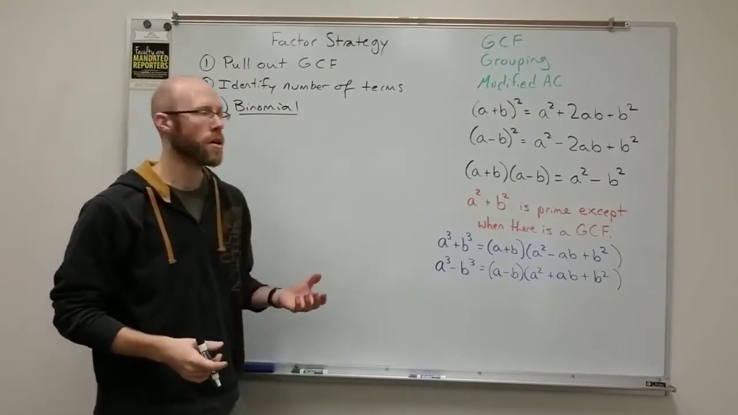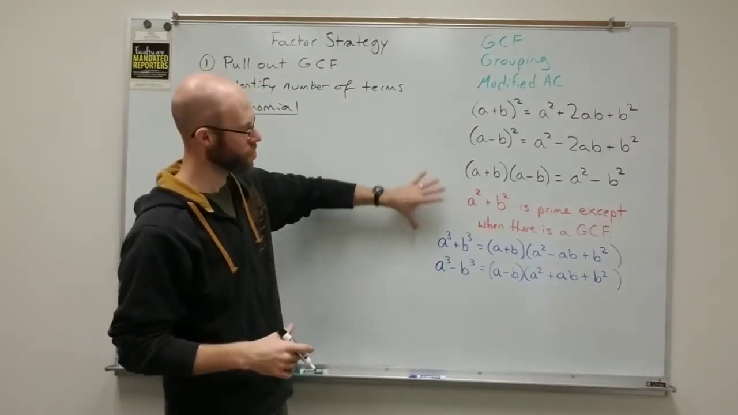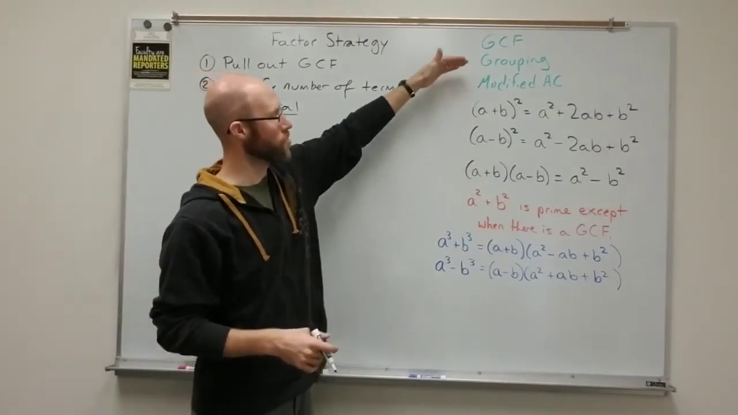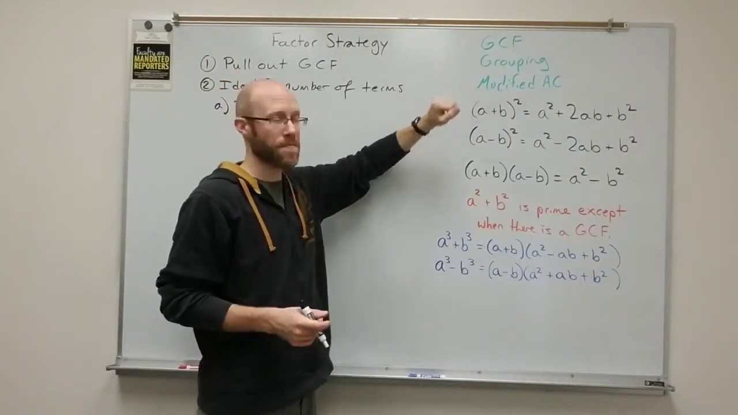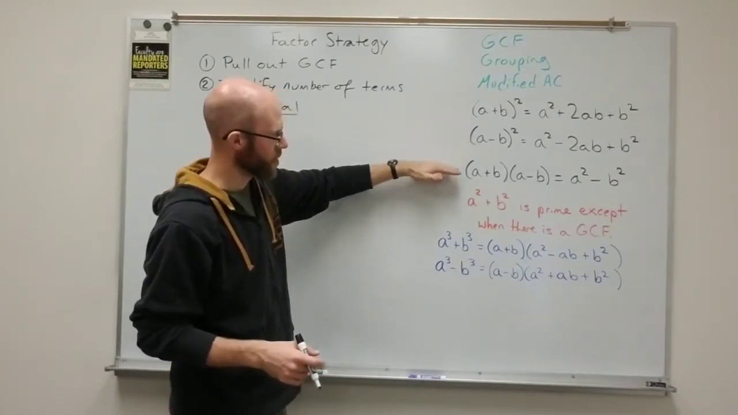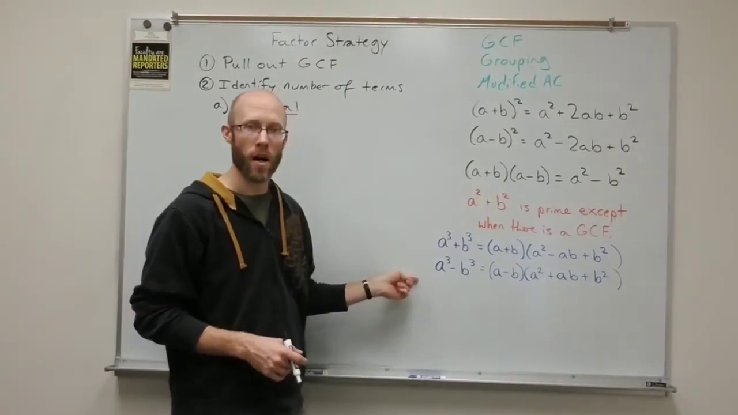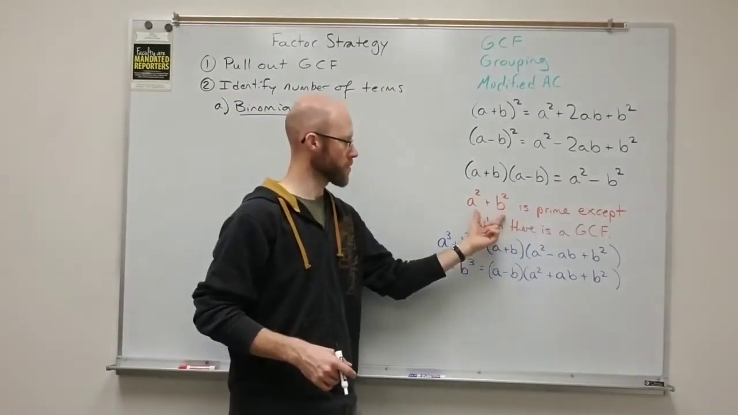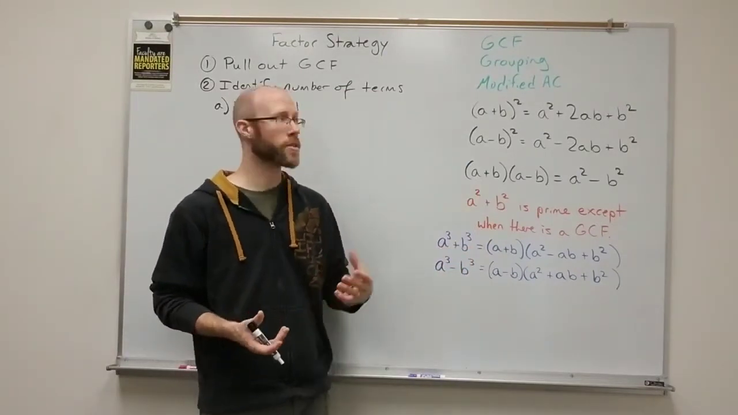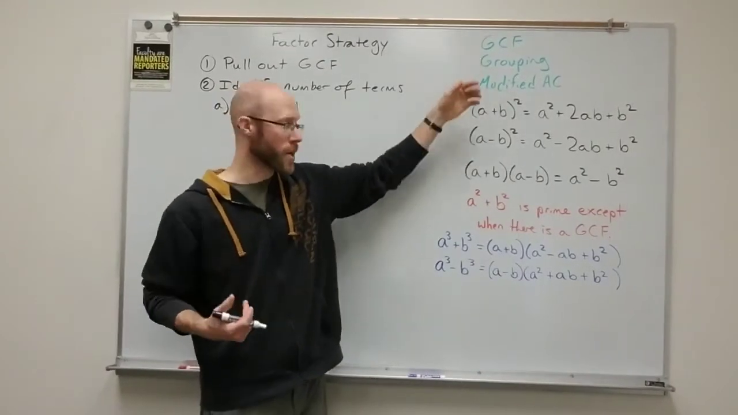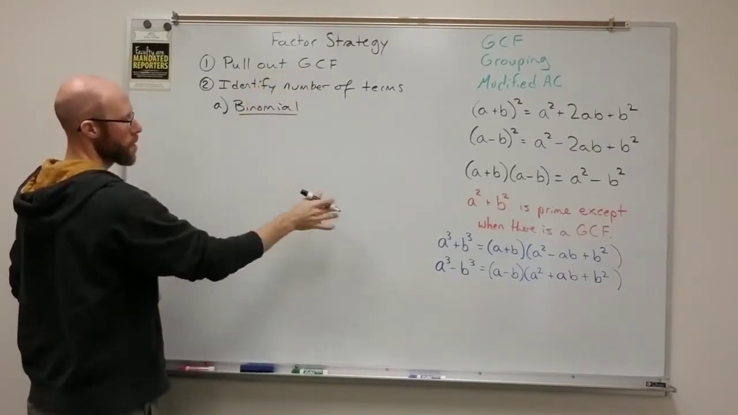For instance, if you have a binomial, there are certain tools you can use. We can't use grouping, we can't use modified AC, and we've already taken care of the GCF idea. As I look down this list, the only things that have binomials in them are these 4 bottom formulas: the difference of squares, the sum of squares, the sum of cubes, and the difference of cubes. So a binomial is only going to factor using the GCF first and then one of these 4 formulas.